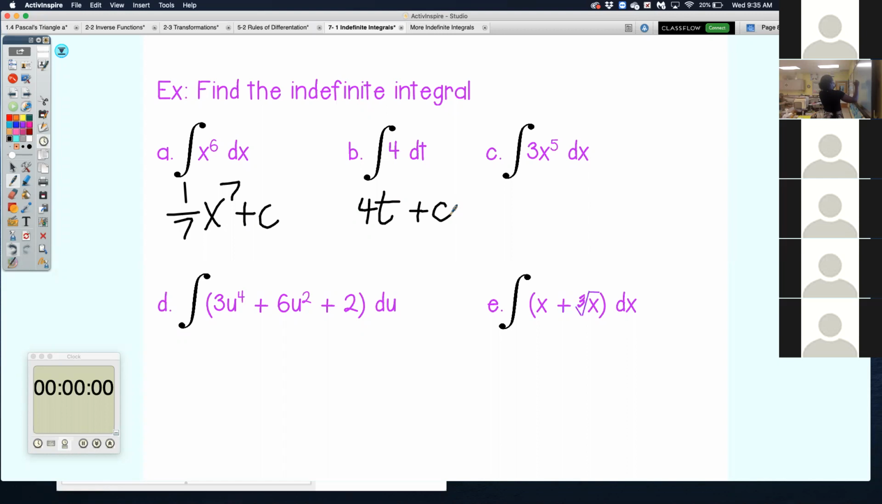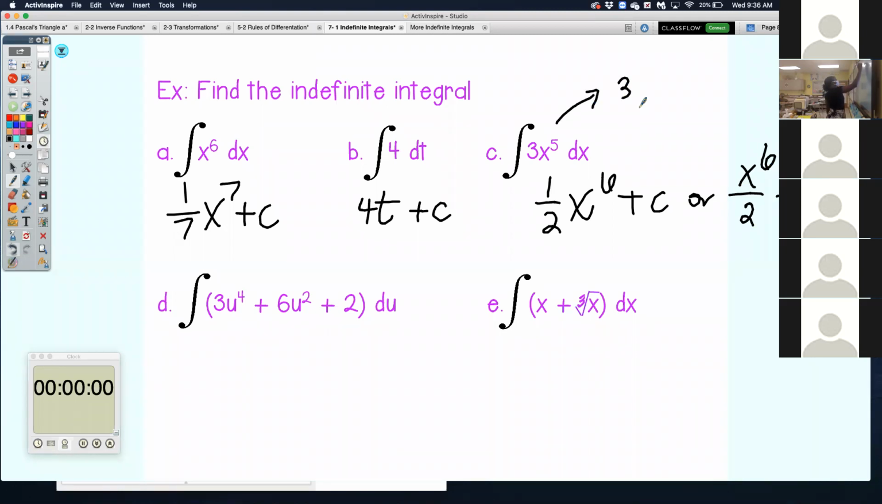For this one, you should have gotten 3, 1/2 x to the 6th plus c. You can put an extra 6 over 2, or you can say x to the 6th over 2 plus c. Yes, they both do work. Remember, this one you can pull out that constant, then it'll be 1/6 x to the 6th. Then you multiply, that's how you get 1/2.